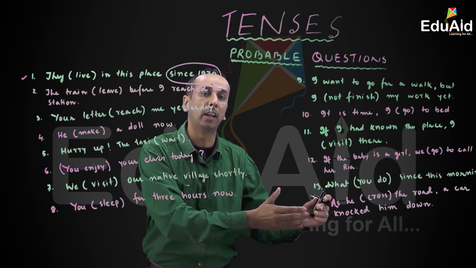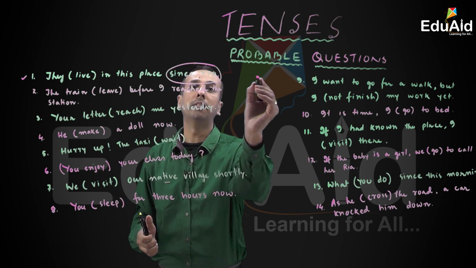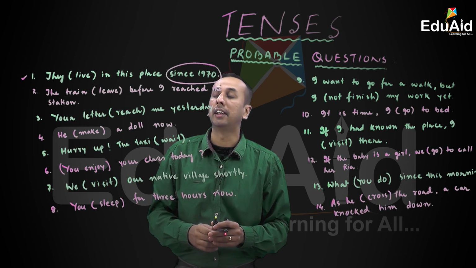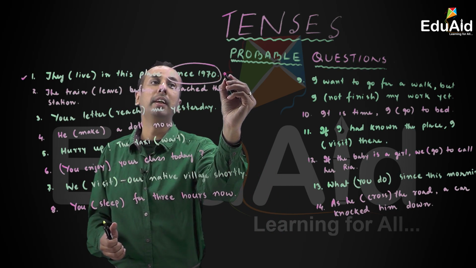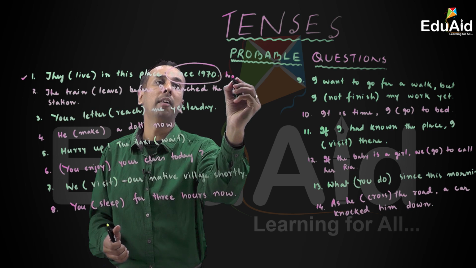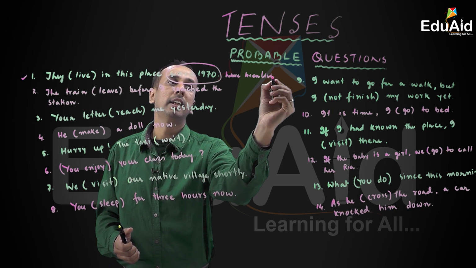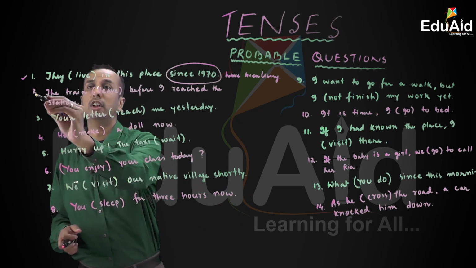1970 চনৰ পৰা এতিয়ালৈকে, the time that we are referring to here, since 1970 till the moment that we are talking about. Hence, this sentence has to be written in present perfect continuous tense. So the answer will be have been living since 1970.